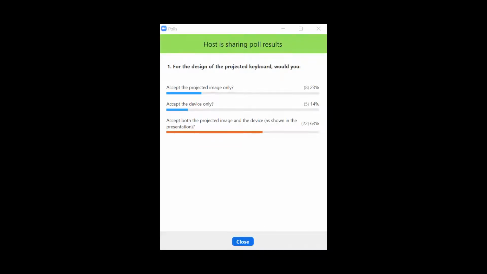Okay, voting has closed, and we have an overwhelming majority of 63% that would accept both the projected image and the device as shown in the presentation. 23% would accept the image only, and 14% would accept the device only. So, very interesting. Let's move on.